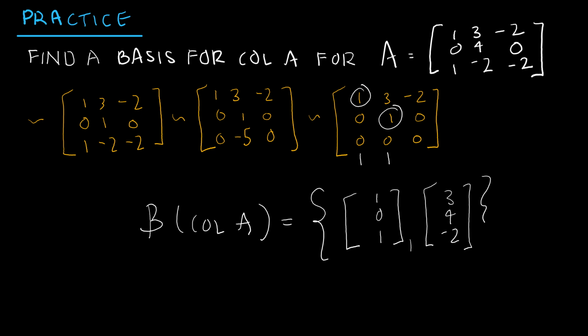So I'm not going to write 1, 0, 0 and 3, 1, 0. I'm going to write 1, 0, 1 and 3, 4, -2, and that is my basis for the column space of A.